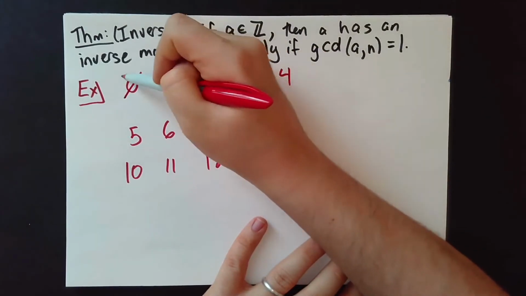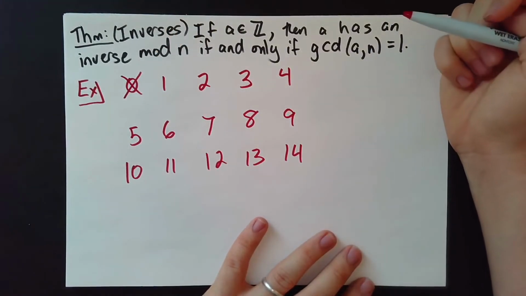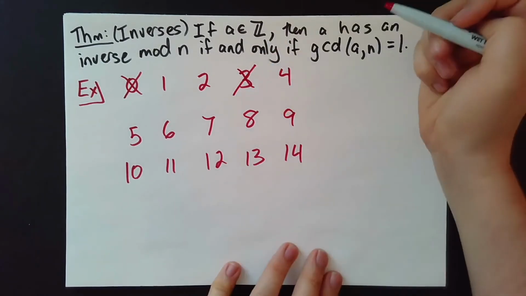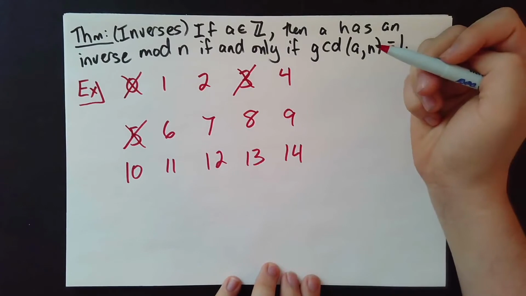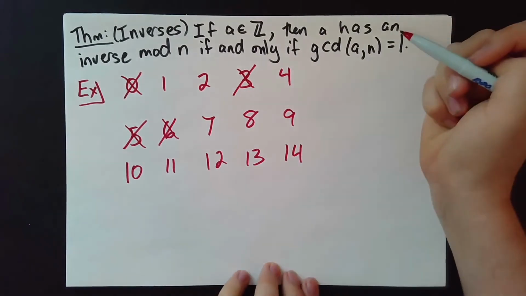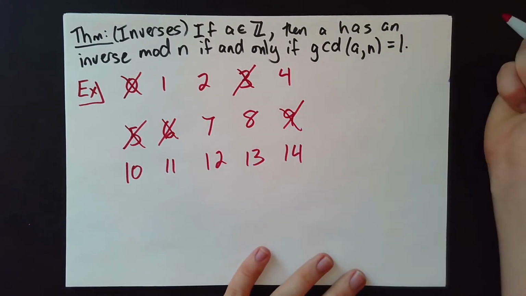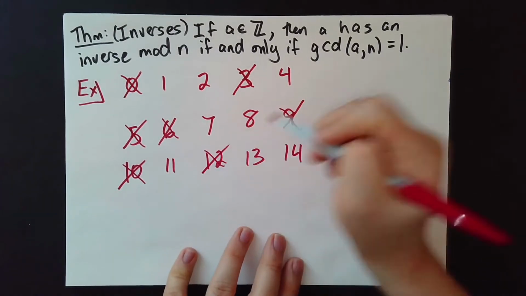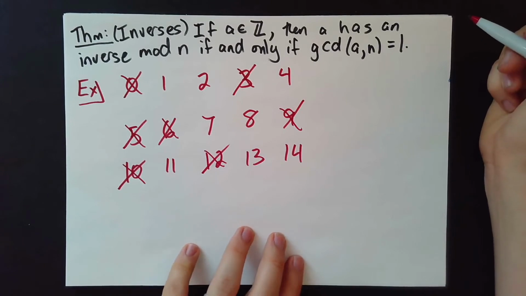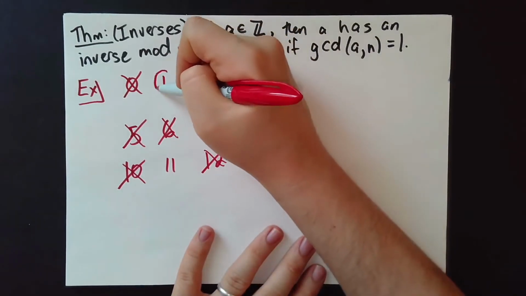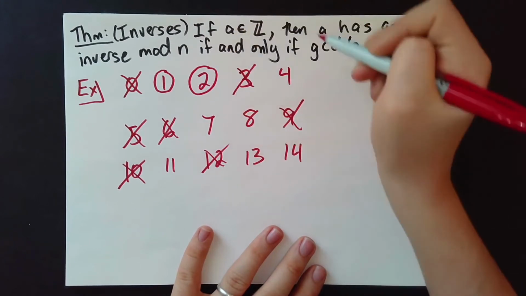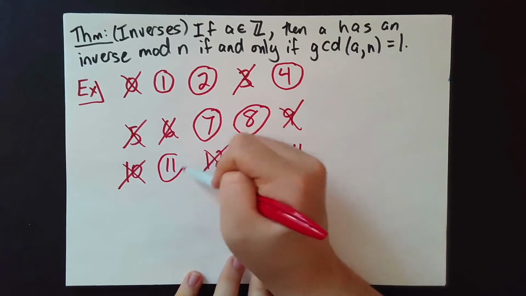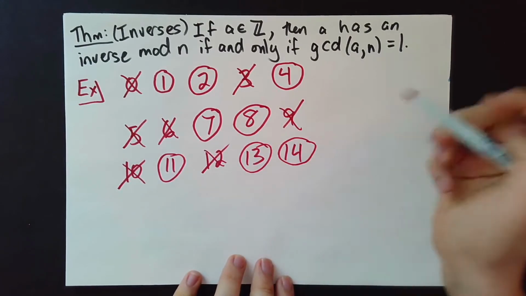0 is not relatively prime to anything but 1, so it's definitely not relatively prime to 15. 3 shares a common factor of 3. 5 shares a common factor of 5. 6 shares a common factor of 3. 9 shares a common factor of 3. 10 shares a common factor of 5. 12 shares a common factor of 3. So the things that will have inverses are 1, 2, 4, 7, 8, 11, 13, and 14.